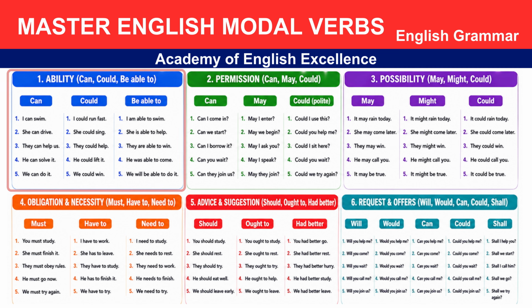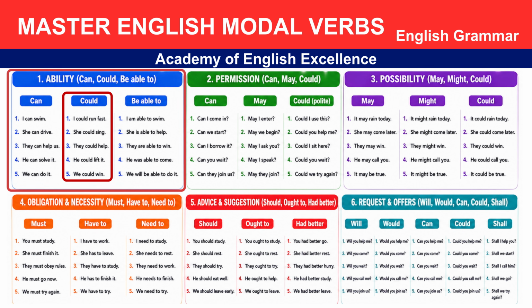First, ability. We use modal verbs to show what someone can do, such as can, could, and be able to. Here are 5 examples for each. Can. I can swim. She can drive. They can help us. He can solve it. We can do it. Examples for could.